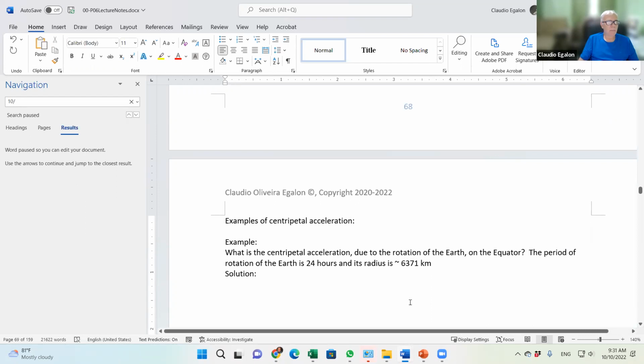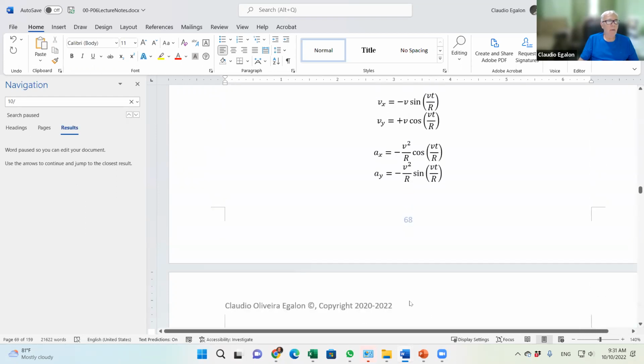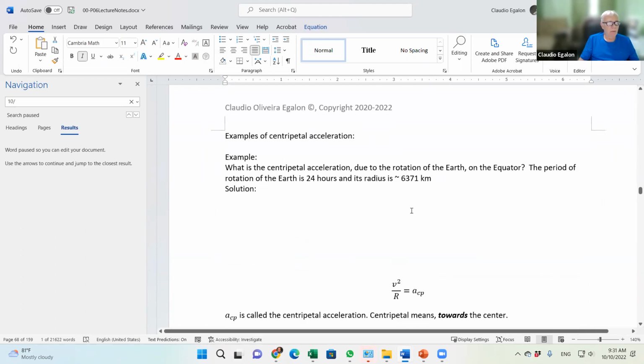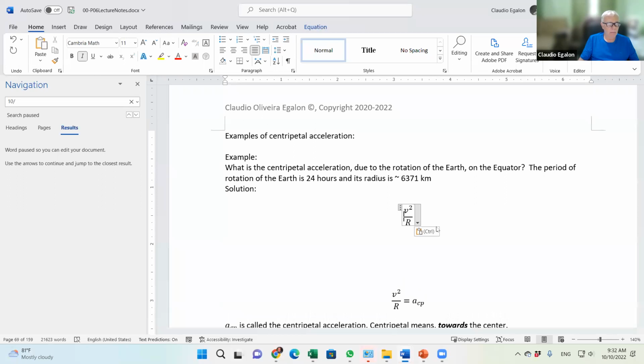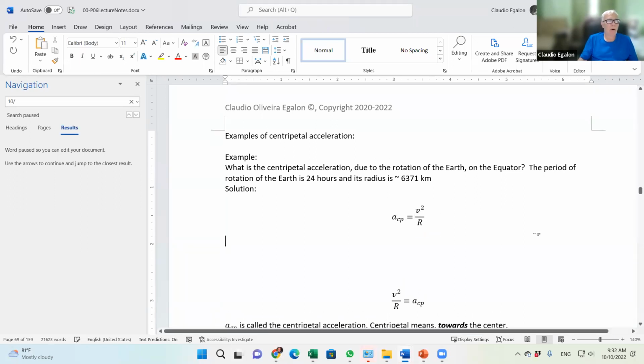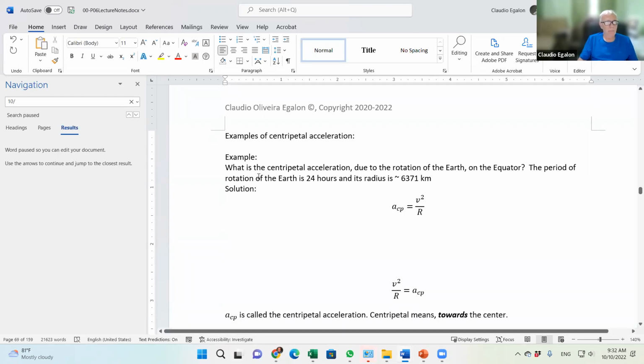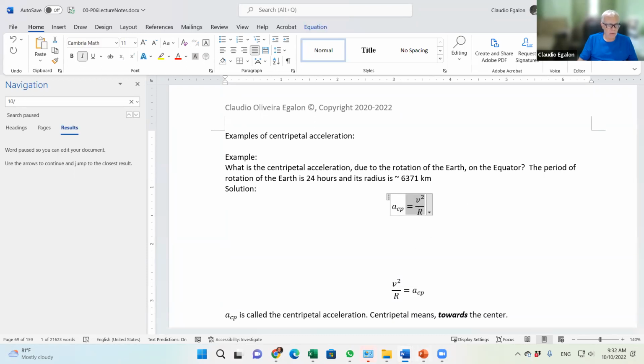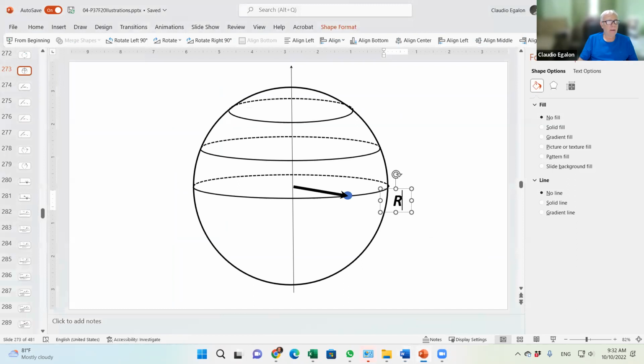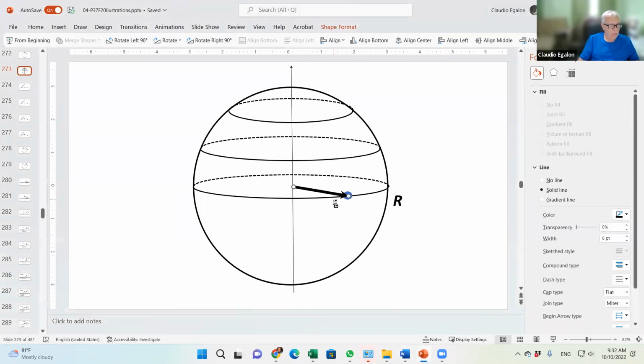Okay, solution. We start with the equation for the centripetal acceleration. It's v squared over r. A centripetal equals v squared over r. We do not know the tangential velocity of the Earth at the equator. Here at the equator, you must have a tangential velocity.